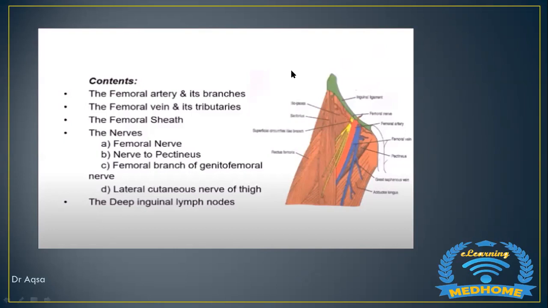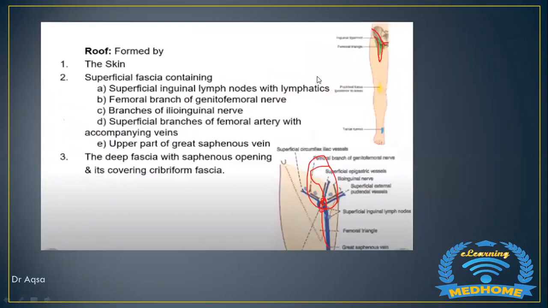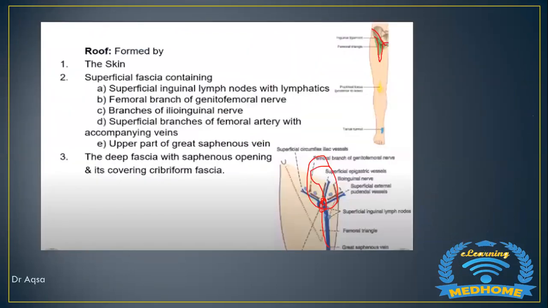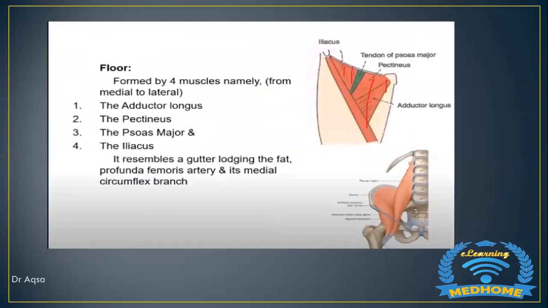Yeah, sure, ma'am. The femoral triangle, the boundaries are the mnemonic SAIL: laterally the sartorius muscle, medially the adductor longus. Base was formed by the inguinal ligament, and the apex by both the medial and the lateral borders. The contents of, and even the roof and the floor.